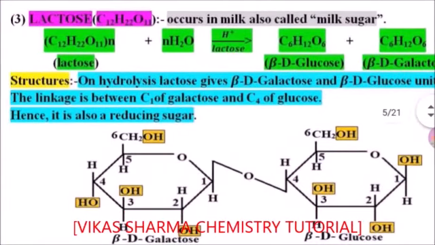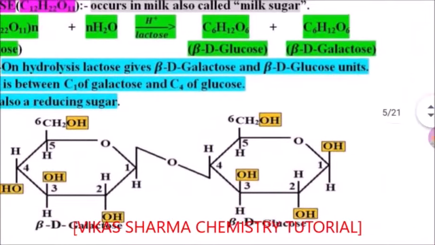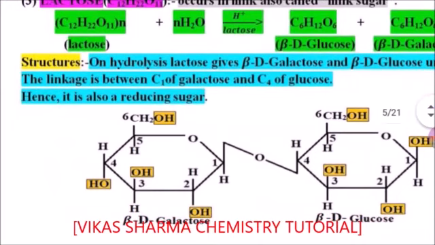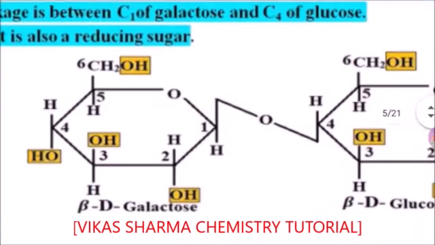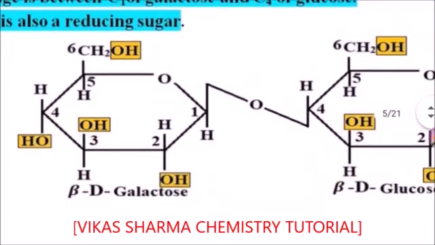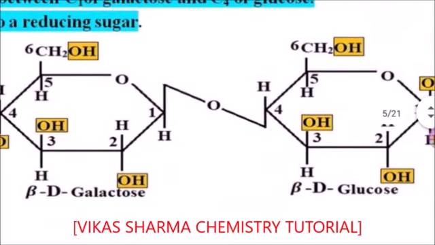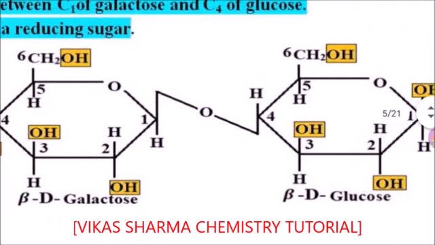When we discuss the structure of lactose, on hydrolysis lactose gives beta D galactose and beta D glucose units. The linkage is between carbon 1 of galactose and carbon 4 of glucose. Hence, it is also a reducing sugar, and this is the structure of lactose. The carbon 1 atom of beta D galactose is joined by the glycosidic linkage to the carbon 4 atom of beta D glucose.